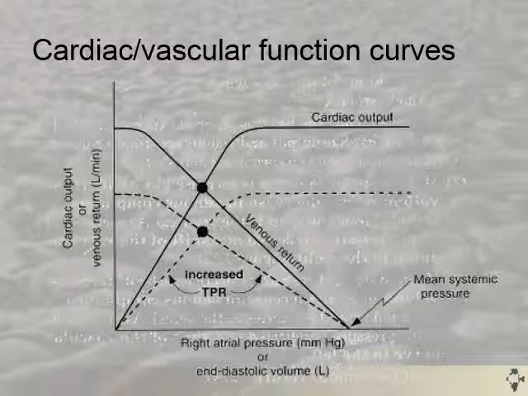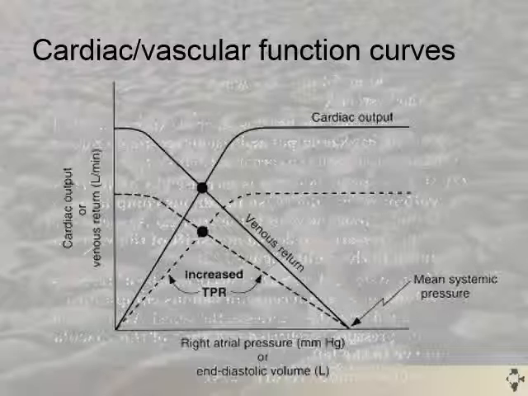TPR here stands for total peripheral resistance. This is the amount of resistance that the blood encounters when it's circulating throughout the rest of the cardiovascular system. Okay, so as resistance increases, it compresses both of these curves. So for a given atrial pressure, you won't get as much blood out, and you also won't get as much blood back. In other words, it increases the total amount of time for blood to complete the circuit.